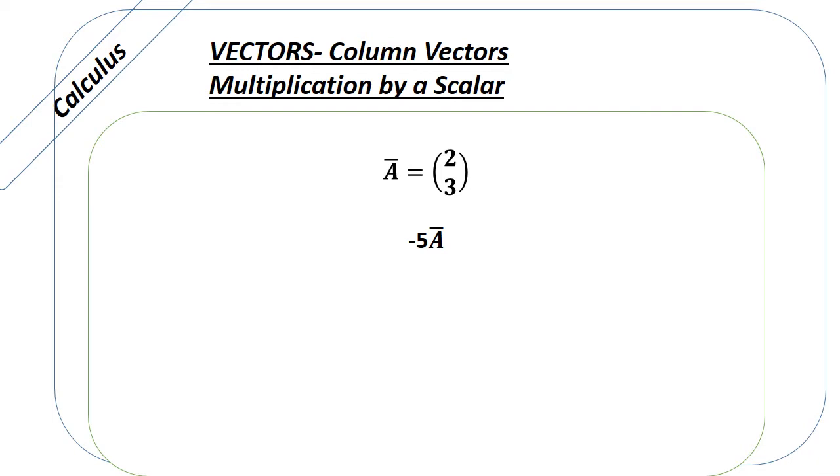So -5a means -5 multiplied by vector a. Vector a is (2, 3). So -5 times (2, 3): -5 by 2 gives us -10, and -5 by 3 gives us -15. So that's what we get when we do a scalar multiplication. We just multiply the number outside, the scalar, with each of the numbers inside the column vector.